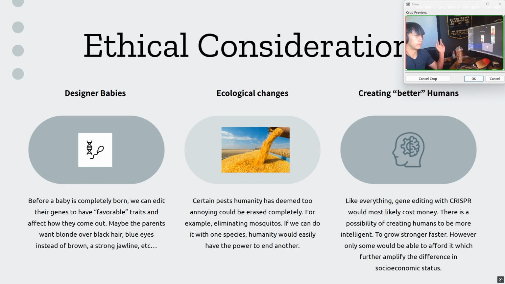Like everything, it would cost money. It would probably be expensive. There are a lot of poor people on this planet. If you want to create a human that's faster and stronger, only a select few would be able to afford it, and it would probably amplify the difference in socioeconomic status even further, because not only are they rich, they're probably fit and buff. And that's not very cool sometimes.